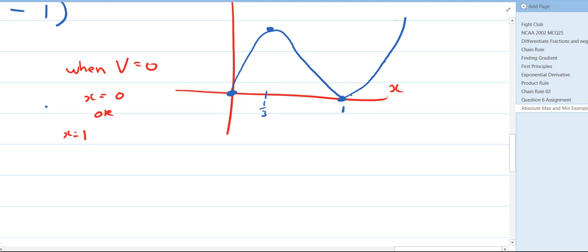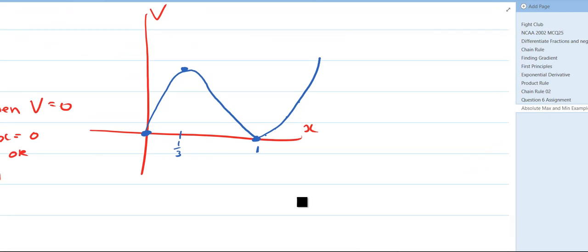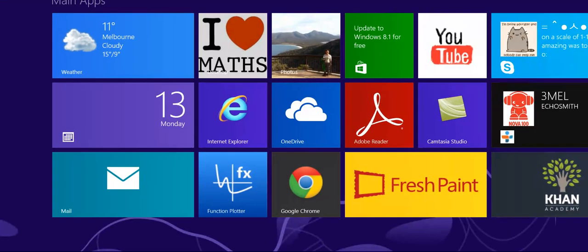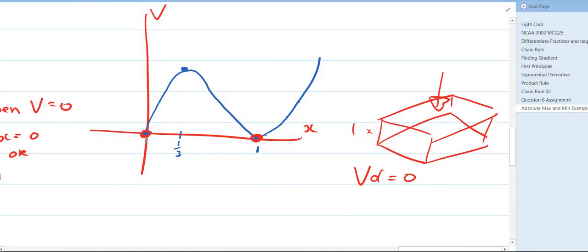What we need to understand when sketching the graph is that it doesn't look wrong so far, but there is a problem with the box. You can't have an x length of 1, because if it's 1, volume equals 0. But how can you have a box that has 0 capacity? That doesn't make sense. So technically, at this point and at 0, you can't include it because it doesn't exist.